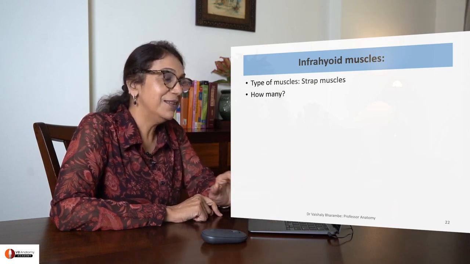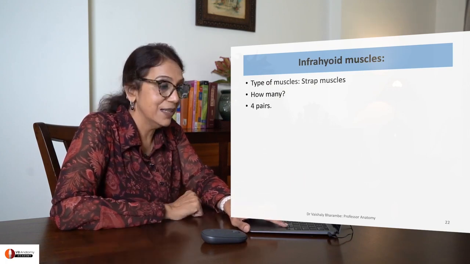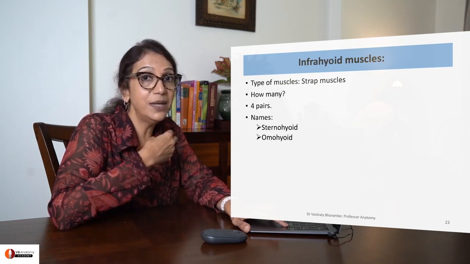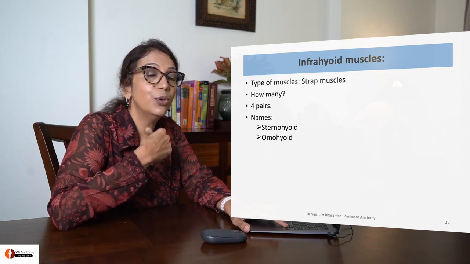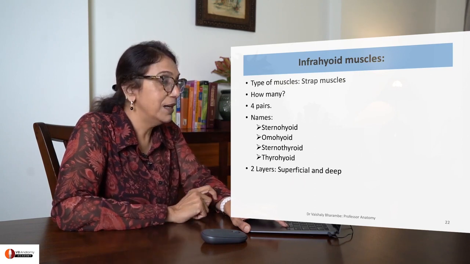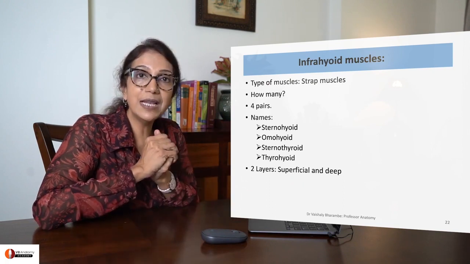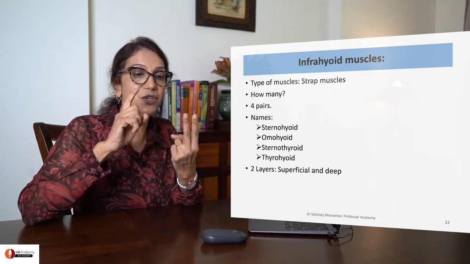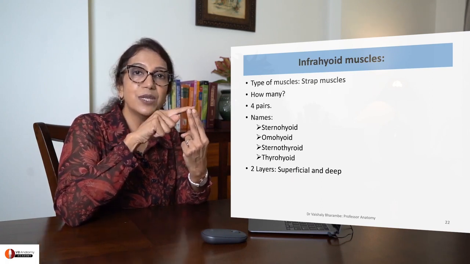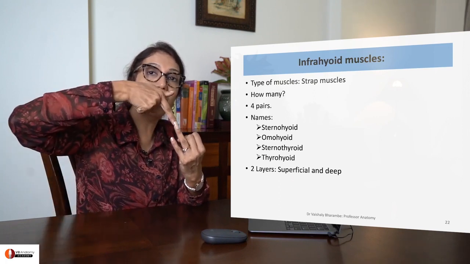How many of them? There are 4 of them, 4 pairs on each side. Can you name them? Yes, I can. They are sternohyoid, omohyoid. Remember, hyoid, hyoid. Sternohyoid, omohyoid, sternothyroid, thyrohyoid. Divided into 2 groups, superficial and deep. So let's use our hands. Maybe it will help us. Superficially, I have sternohyoid and omohyoid, right next to each other. When I remove these, I get sternothyroid and thyrohyoid.